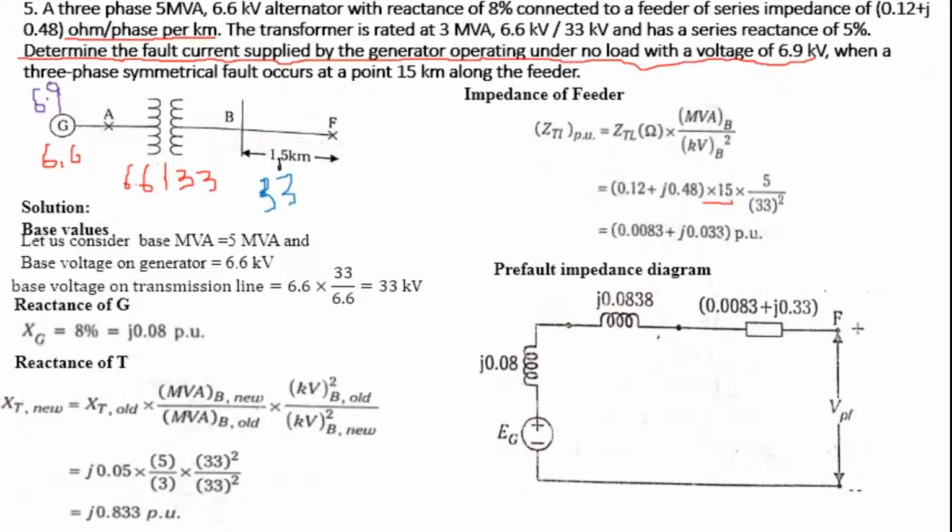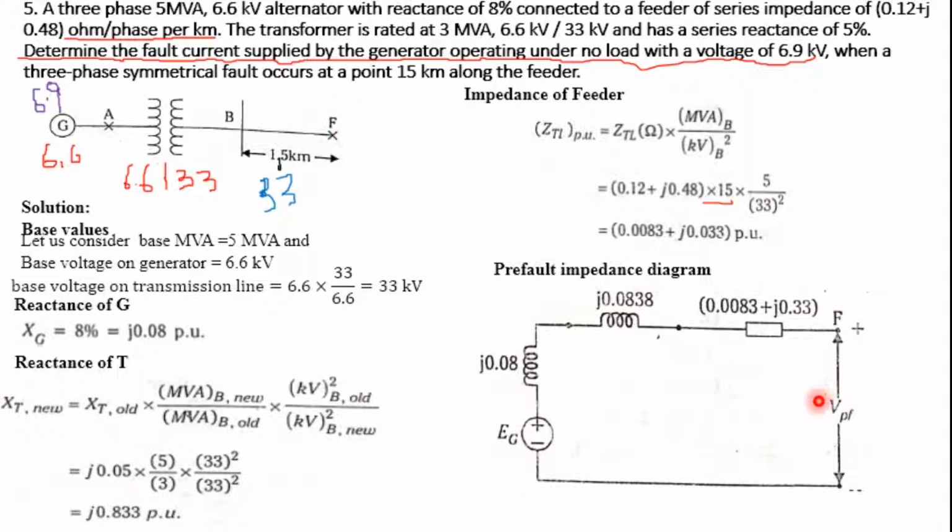This is 6.9 kV. So what do you have to do? We have to convert this, the actual value and the base value, to get the per unit value. Transfer this to the feeder side. Transfer this per unit value to the secondary side of the transformer, the feeder. Multiply that per unit value with the voltage we have, so we get the actual value at the fault.